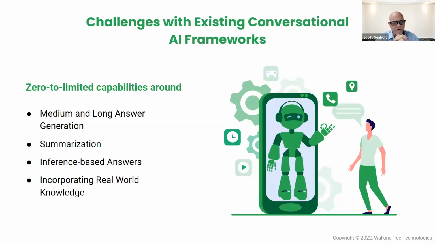And then the inference-based answers, right? So how do you infer an answer from something? How do you make something logical, provide an answer that's logical and representative of what the conversation or the questions are all about, right? And then really just incorporating real world knowledge into these, right? How do we continuously look at what's going on in the real world and bring that into our conversational AI? All right, and next.